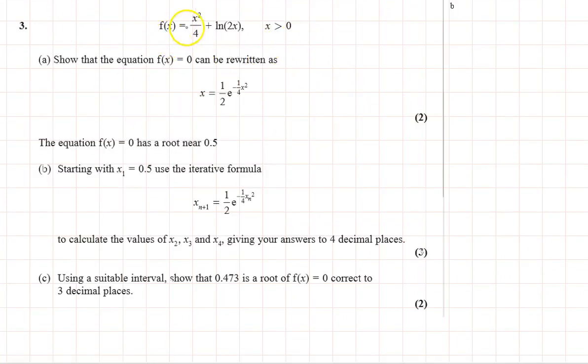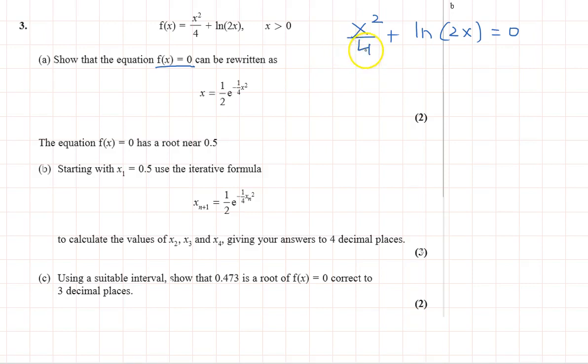Question number 3. f(x) is equal to x squared over 4 plus ln 2x, x is greater than 0. Show that the equation f(x) is equal to 0 can be rewritten as... So we equate it equal to 0. So that is x squared over 4 plus ln 2x is equal to 0. So we have to find the value of x.